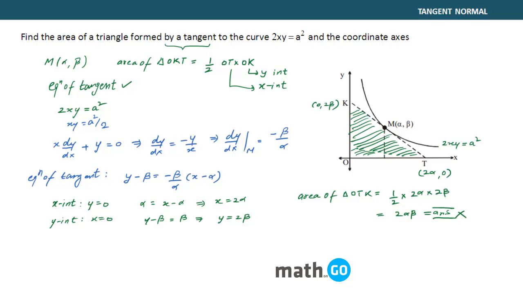But can you tell me where alpha beta lie? Alpha beta lies on the curve, so it will satisfy the equation of the curve also, which is this one. So if you satisfy this, it becomes 2 alpha beta is equal to a square.